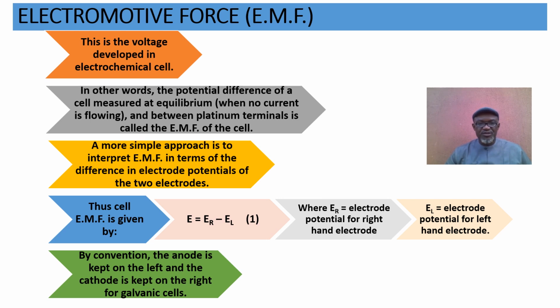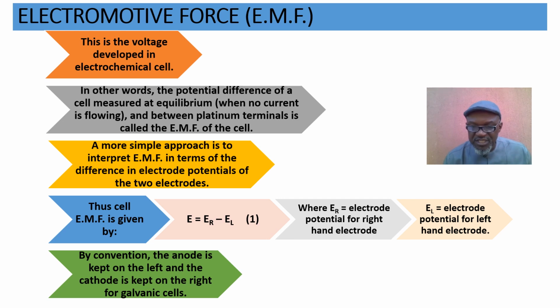A more simple approach is to interpret EMF in terms of the difference in electrode potentials of two electrodes. Remember, when we look at the Daniel cell, we have two electrodes, the zinc electrode and the copper electrode. And we said that the EMF of that Daniel cell is 1.10 volts. So we can also talk about electrode potential or electromotive force between two electrodes. And that means that the EMF of a cell is given by E right minus E left, equation 1 there.